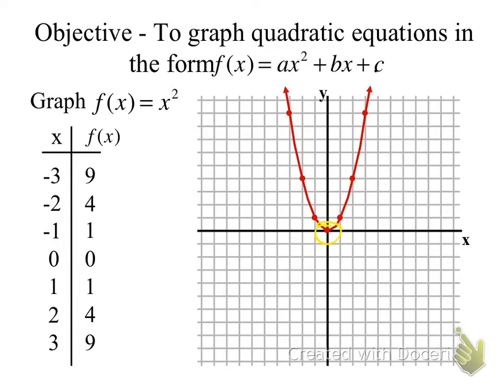It is the vertex. So, when you are graphing quadratic functions or equations, you must identify the vertex. Always, always, always. So what is the vertex? What is the ordered pair that describes it, Lucas? 0, 0. And so, that's where we are, okay?